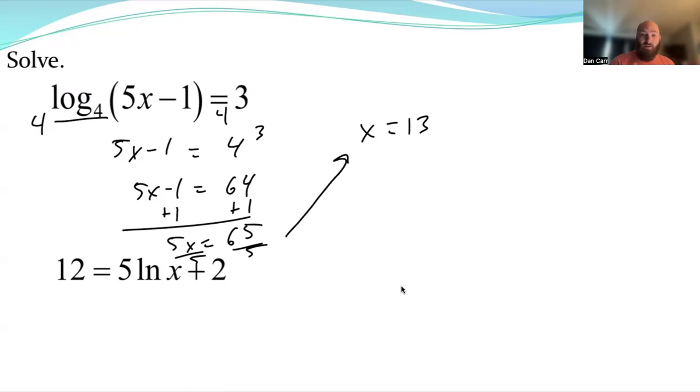Quick check. Does it work? That's 5 times 13 is 65. Minus 1 is 64, so we're good.